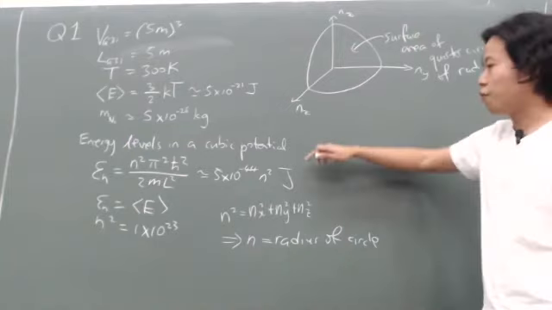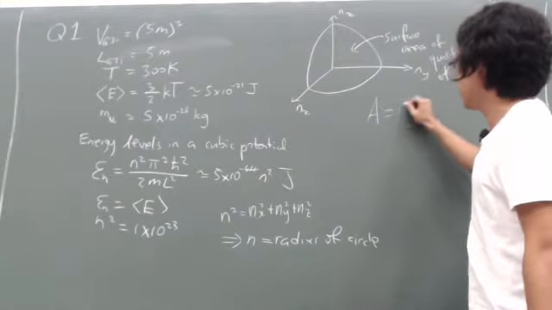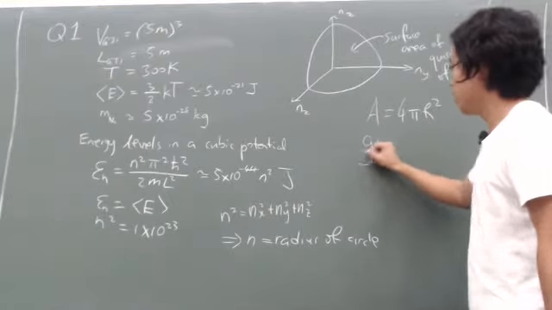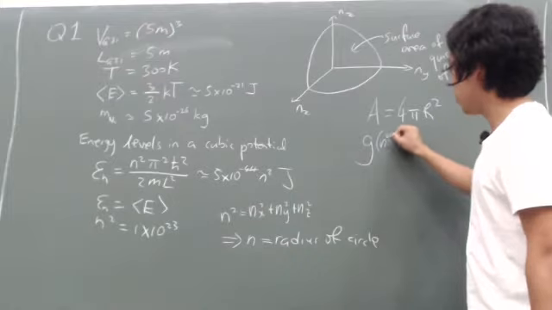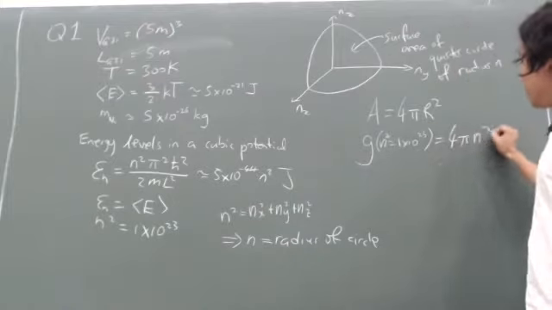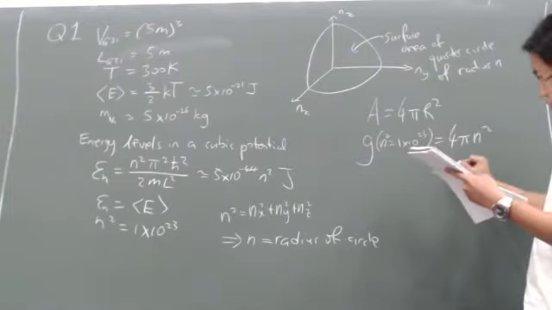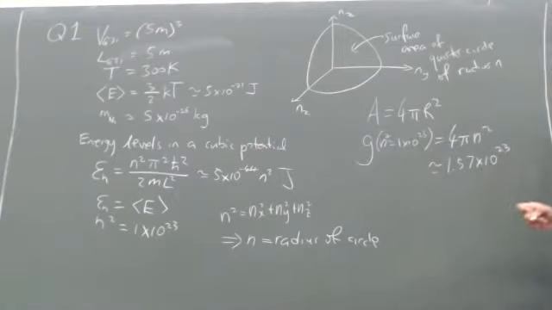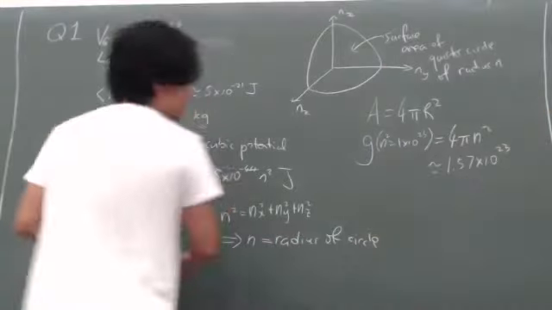So yeah, to find how many degeneracies, we simply now find the surface area. So area is just 4 pi r squared. So in this case, degeneracy g for n squared equals 1 times 10 to the 23 is equal to 4 pi n squared. So that's approximately, I think it was 1.57 times 10 to the 23. So there's a lot of different combinations you can have that will give you this n.